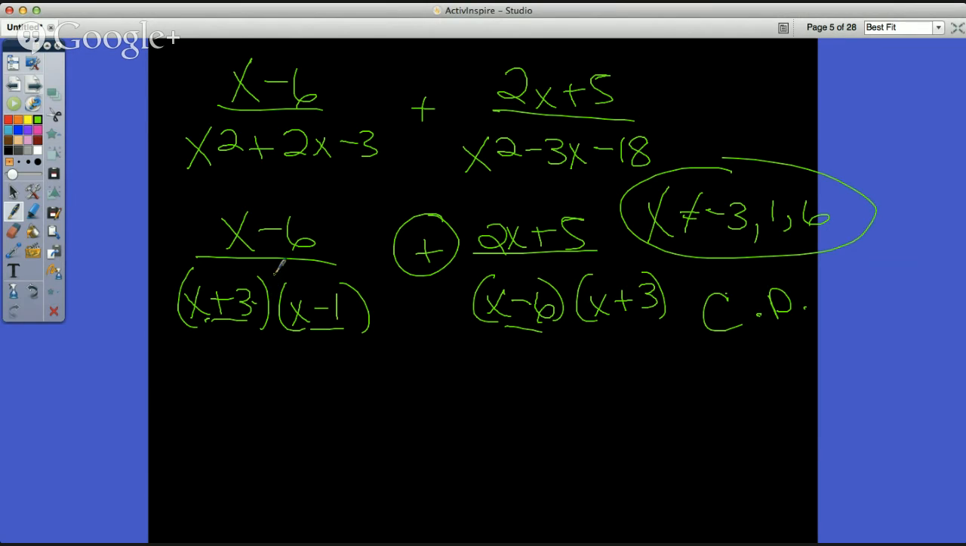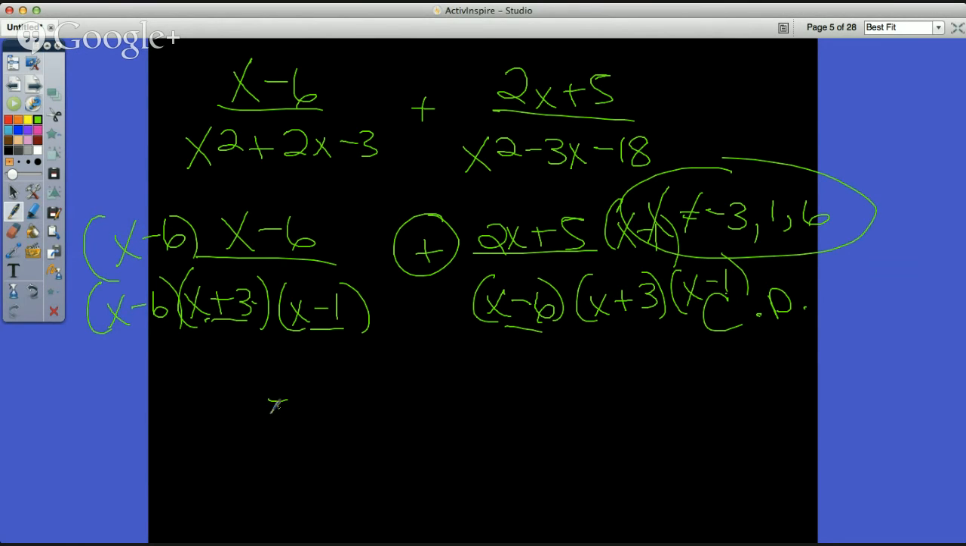Now, what about the bottom left is missing out of the bottom right? x minus 6. Good. So we're going to put it in, and I'm going to multiply the bottom by it, but I have to also multiply the top by it as well. What about the right side do I need to multiply top and bottom by? Good, x minus 1. And I know it's here and here.